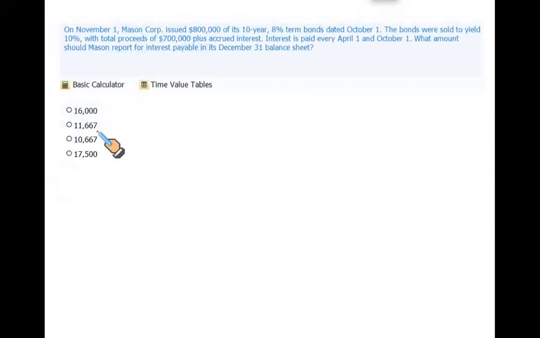Okay, next question. Now this is a good one. On November 1st, Mason Corporation issued $800,000 of its 10 year, 8% term bonds dated October 1st. Remember, dated October 1st, issued on November 1st, which means there is 1 month of interest in arrears. The bonds were sold to yield 10% with total proceeds of 700,000 plus the accrued interest.